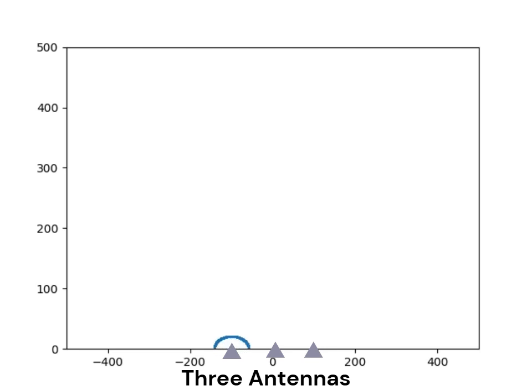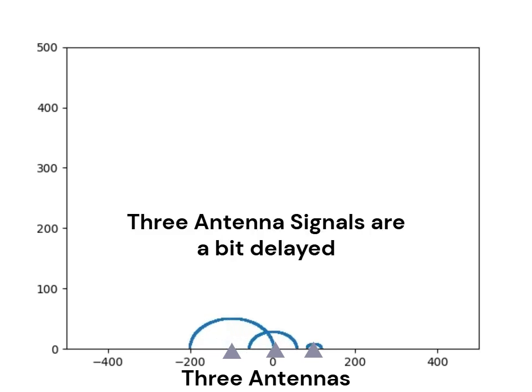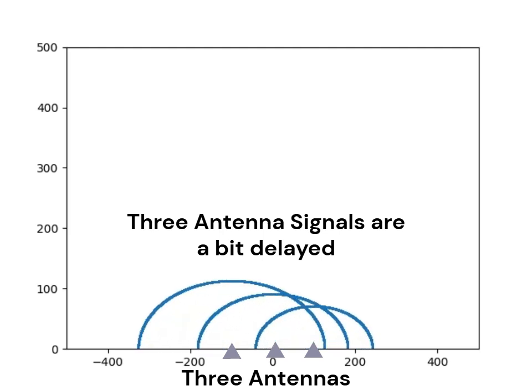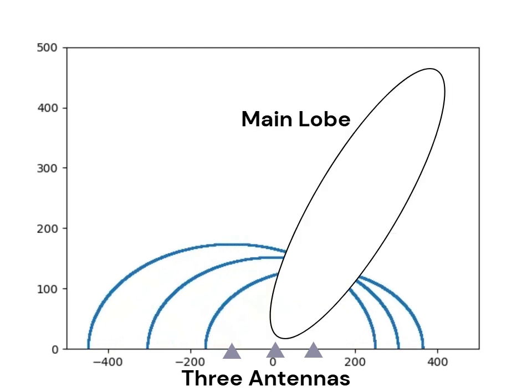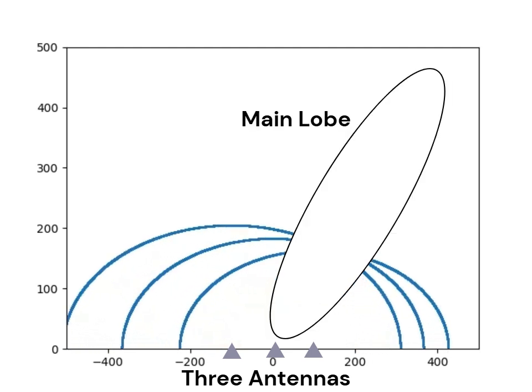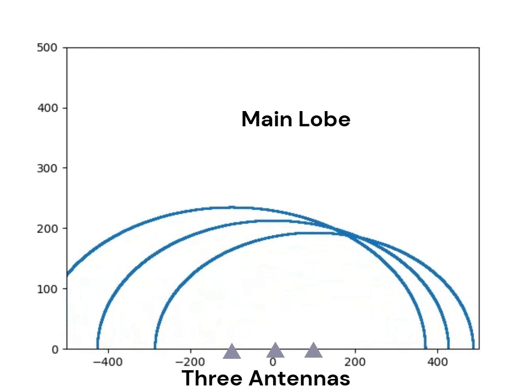How are main and side lobes created if you use a patch array antenna? First, you send 3 antenna signals, but with a short time delay. Now you get your main lobe that has a maximum of wave energy.